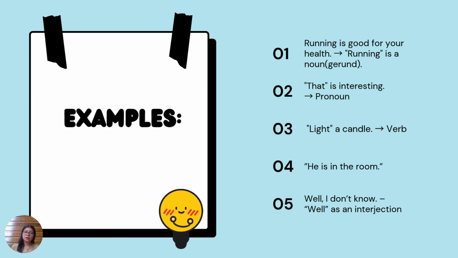And the fifth example is: Well, I don't know. Well is an interjection, but what is the confusion? Well can be an adverb: She thinks well. An adjective: I feel well. Or an interjection: Well, let me think. In this sentence, well is an interjection and doesn't modify anything, but instead expresses hesitation or introduces what someone is going to say.